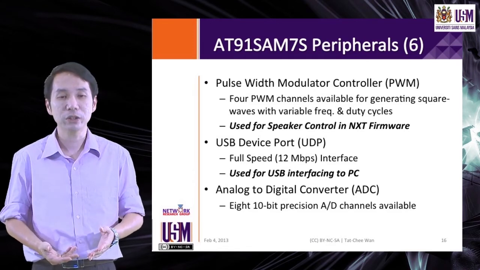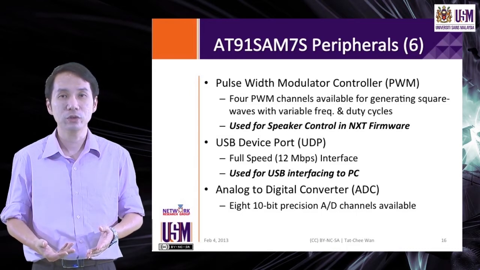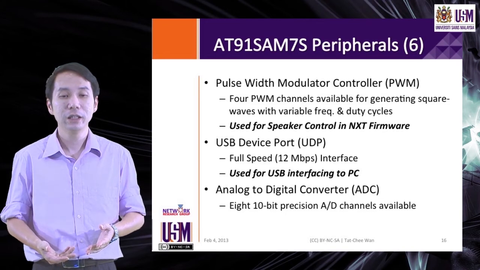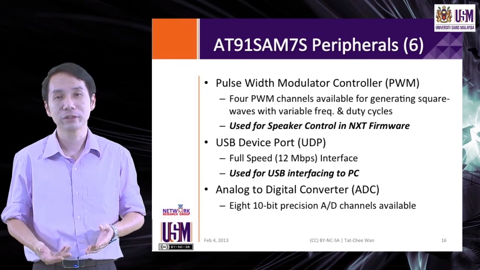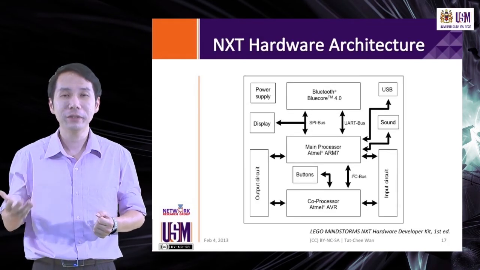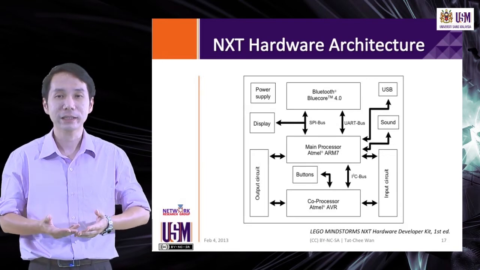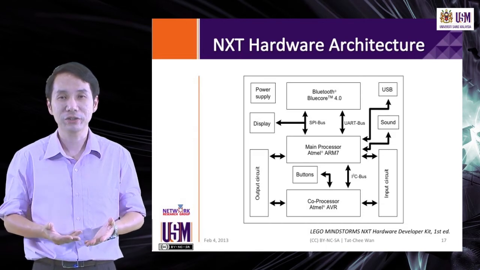The USB device port allows us to connect a full speed or 12 megabit per second interface to a personal computer for downloading and other communications between the NXT and the PC. Finally, the analog to digital converter allows us to perform 10-bit precision A to D conversions over 8 different channels. We shall now see how all these various microcontroller peripheral blocks are interfaced in the NXT hardware. The NXT hardware architecture diagram shows us the connections.